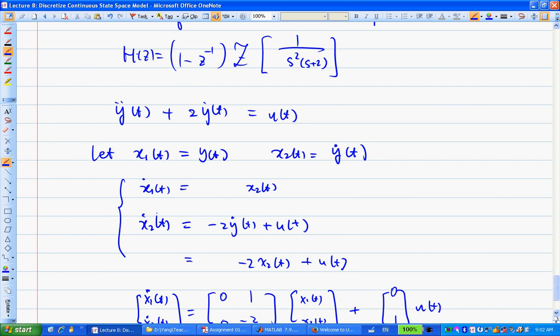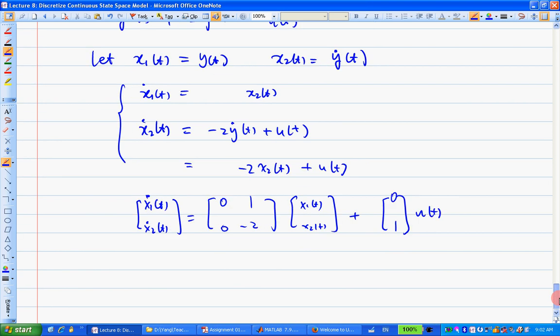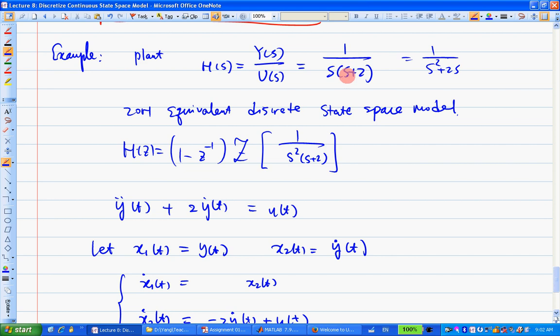In last year's class, a student was doing some simulations. Here's my system, right? He punched in the numerator and denominator and gave it to MATLAB. MATLAB generated a state space model and then he started to do the simulation. But then he came to me saying the response of this state variable is not the same as yours. And why is that?